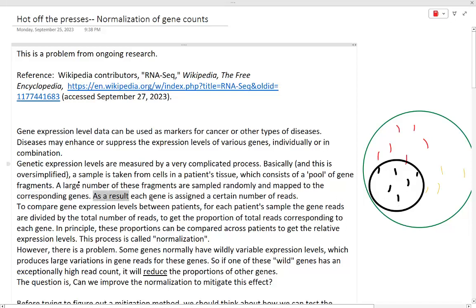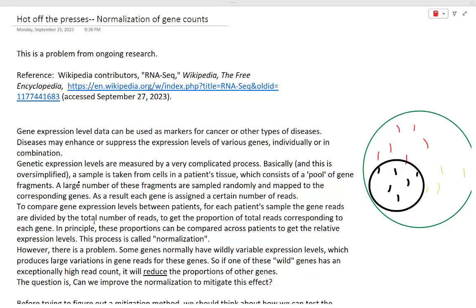As a result, each gene is assigned a certain number of reads. All right. So that's the read data that you saw in the spreadsheet. So to compare gene expression levels between patients, for each patient's sample, the gene reads are divided by the total number of reads to get the proportion of total reads corresponding to each gene.